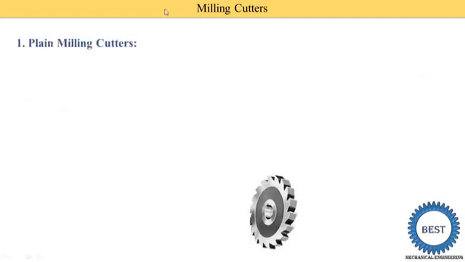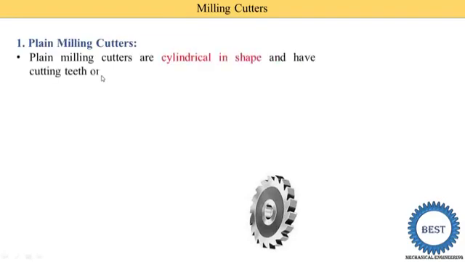So first we understand the plane milling cutters. What is the meaning of plane? The plane milling cutters are cylindrical in shape, means the shape of the cutter is cylindrical and it has cutting teeth on the periphery only. This is the cylindrical shape and this is called the periphery of the cutter. So the cutting edge is provided only on this periphery. On the side the cutting edge is not provided. So this is the cutting edge, this is the cutting edge, this is the cutting edge. Every tooth contains the cutting edge on its periphery.